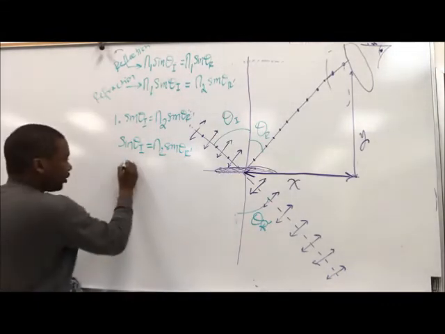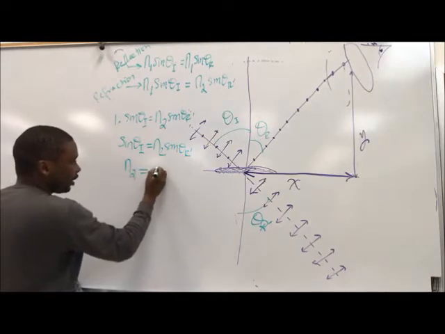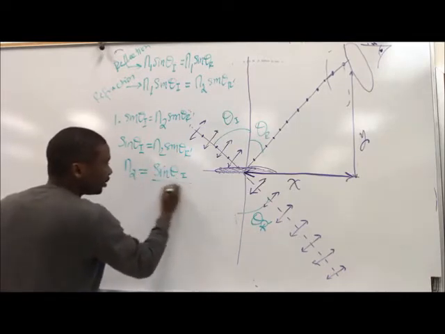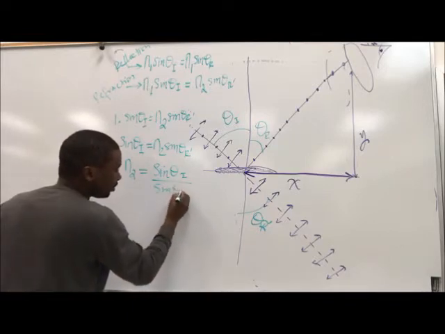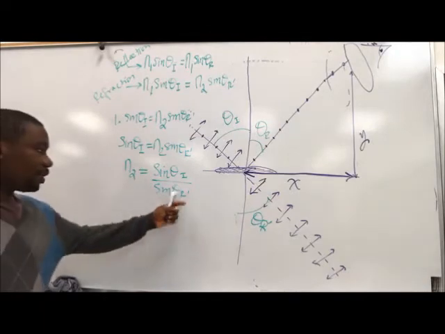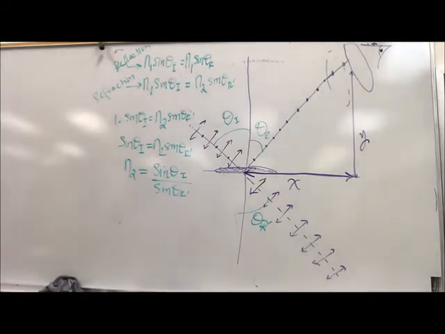I can draw from here the conclusion that the refractive index of my table is given by sine theta i over sine of theta r prime. Remember that theta i is the angle of incidence, theta r prime is the angle of refraction.